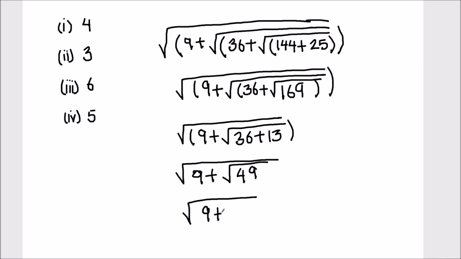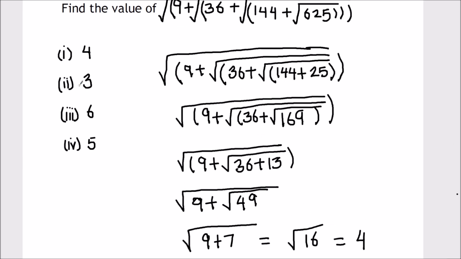So 9 plus 7 equals square root of 16, and square root of 16 is 4. So our answer is option 1, which equals 4. So we'll circle that one.